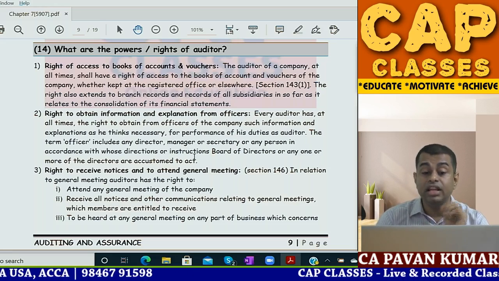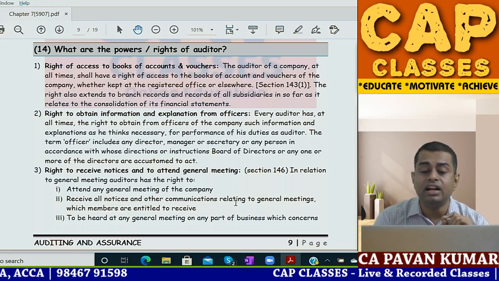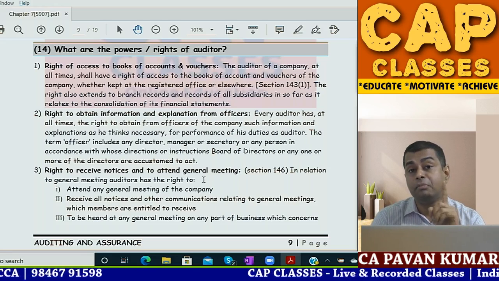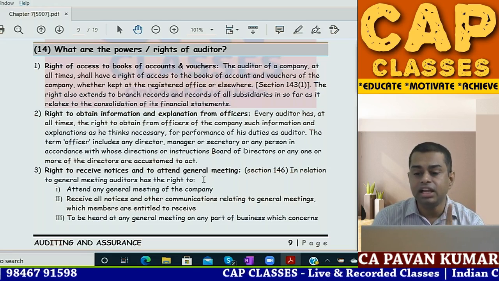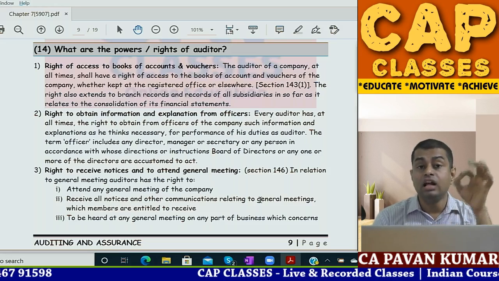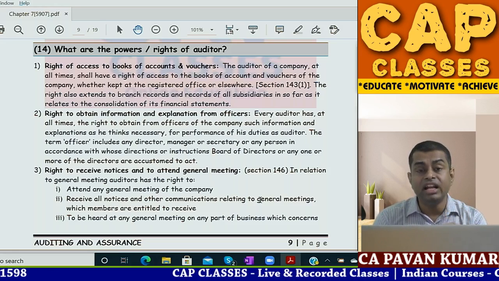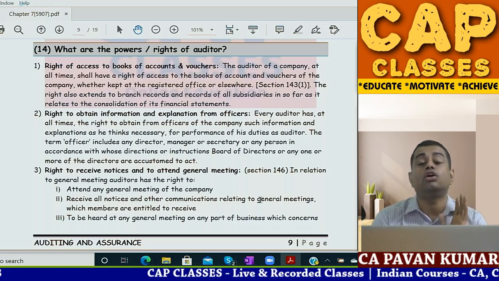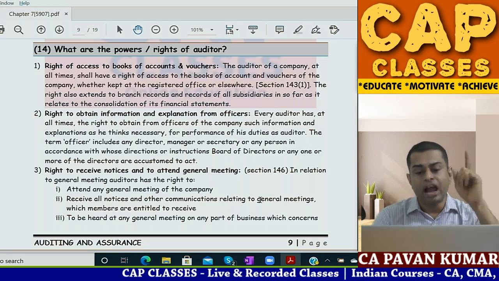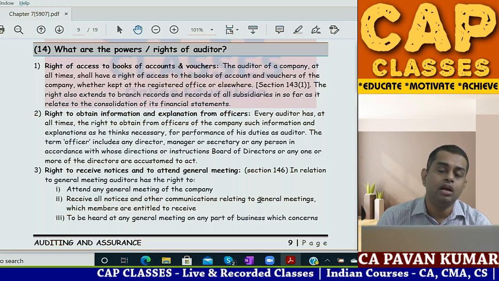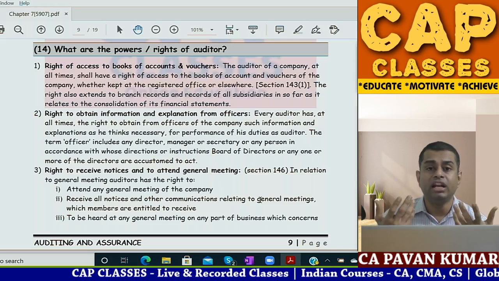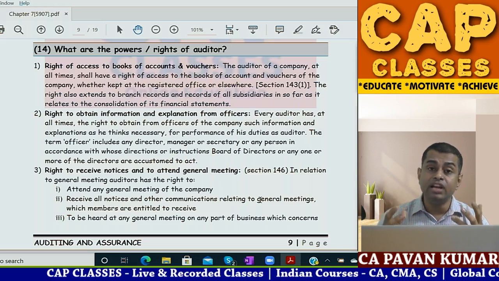That is 2. 3. Right to receive and attend general meetings. Remember, previously attending general meeting was only a right. Now attending general meeting is a responsibility of the auditor also. It is the duty. You have to attend general meeting. But Pavan sir, I have so many clients. 10 clients may convene AGM on the same day.